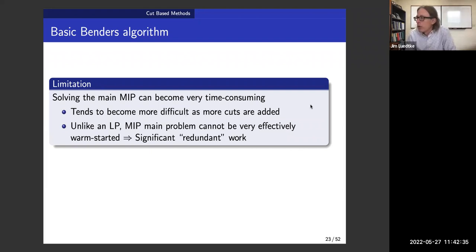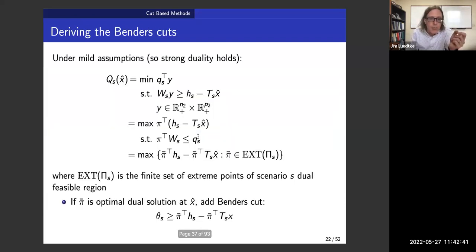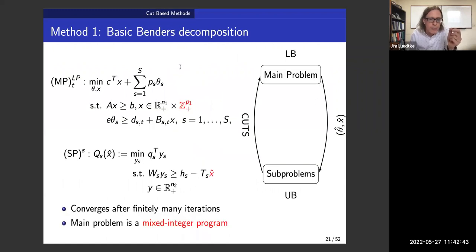Yes, so that's a good question, Majid. In this version that I'm talking about here, I am assuming that this main problem is solved to optimality in every iteration. You could certainly talk about variations where maybe you solve it to some approximation and then add cuts and try that, but eventually you're going to have to solve this to optimality occasionally. Let's see.